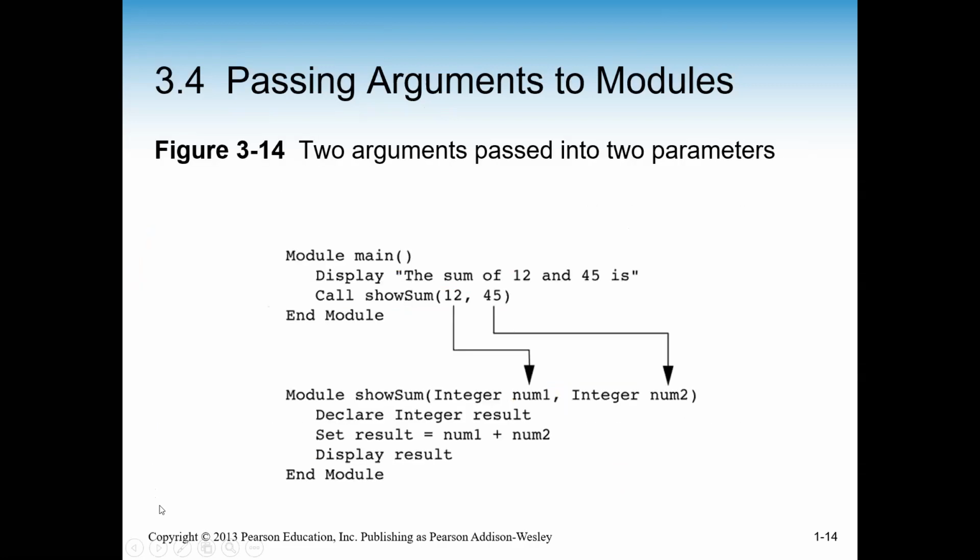So let's take a look at this idea now. Passing arguments to modules. It's kind of what I drew in my scratch handwriting before, which is now written much more clearly here. We have 2 arguments passed into 2 parameters. Once again we have module and module. We have the main function over here. We have display, that's a print statement basically. And then we have a module that we have defined called show sum.